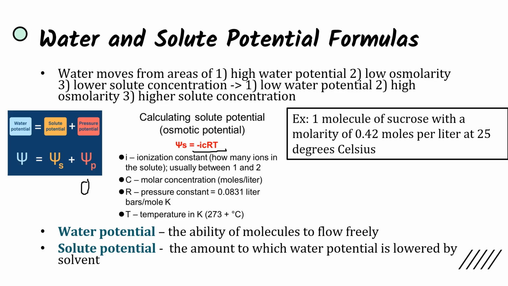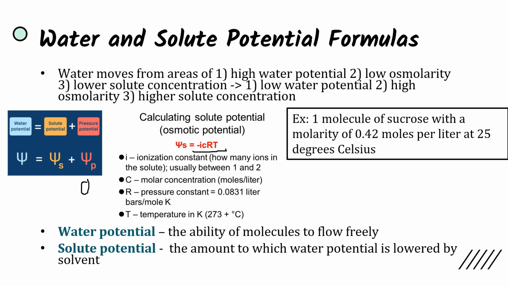So what does i stand for? It's the ionization constant. How many ions are going to be in our solute? C is the molar concentration, moles per liter, and remember, moles is just a way we measure molecules. Next, there's a pressure constant, 0.0831 is always going to be your pressure constant. And lastly, you need your temperature in Kelvin, which means you take your degrees in Celsius and you add 273.